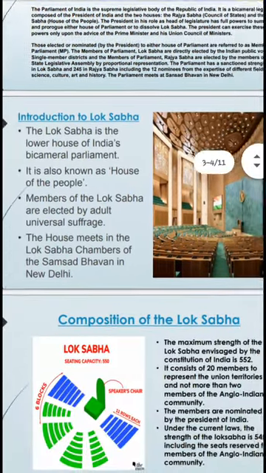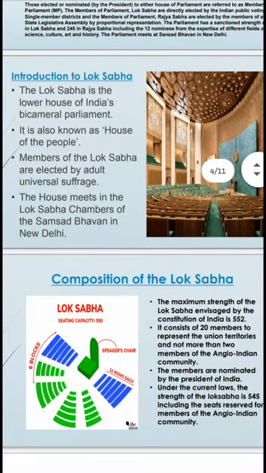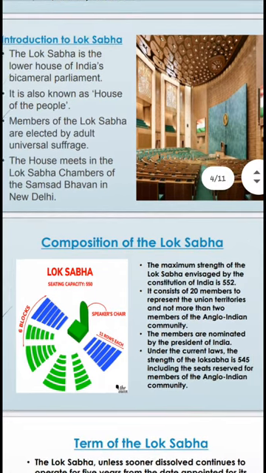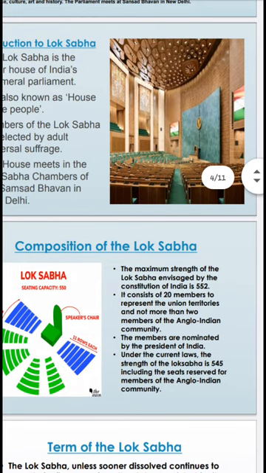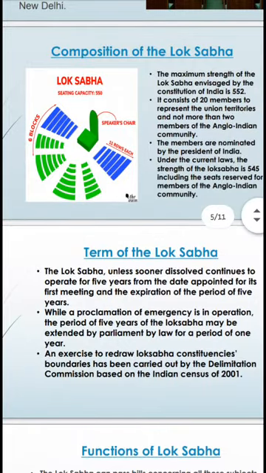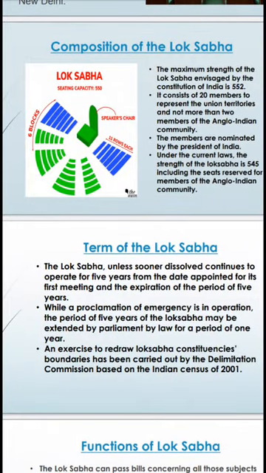Now I am coming to the next slide, which is Introduction to Lok Sabha. The Lok Sabha is the lower house of India's bicameral parliament. It is also known as the House of the People. It is told that the members of the Lok Sabha are elected by adult universal suffrage. The house meets in the Lok Sabha chambers of the Sansad Bhavan in New Delhi. The picture of the Lok Sabha you can see from this slide. This is really beautiful.